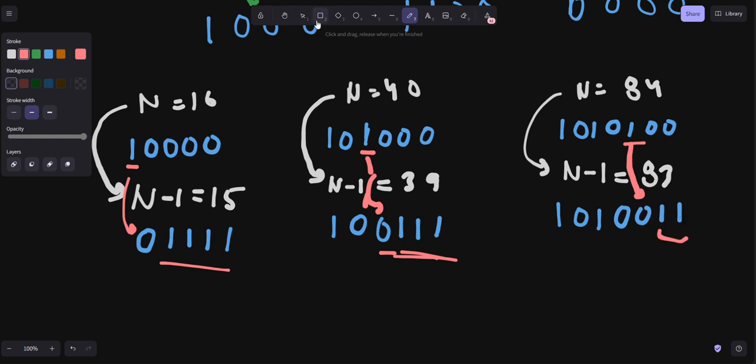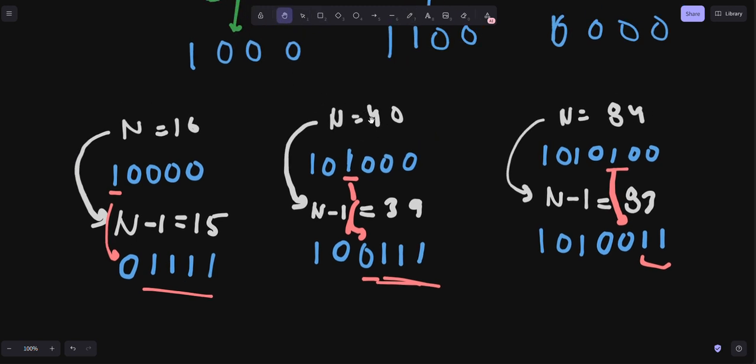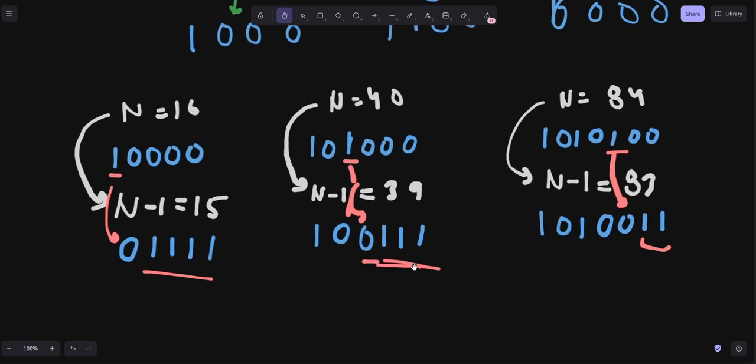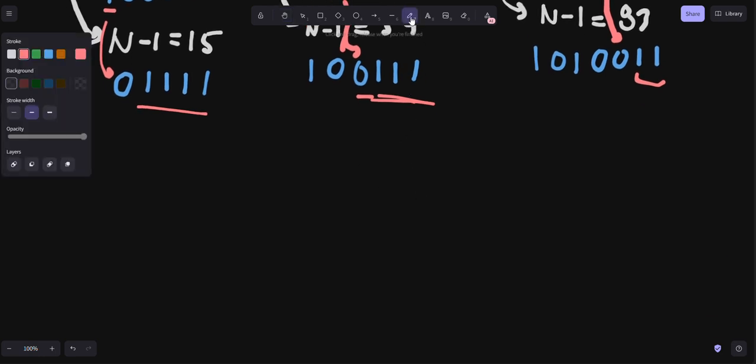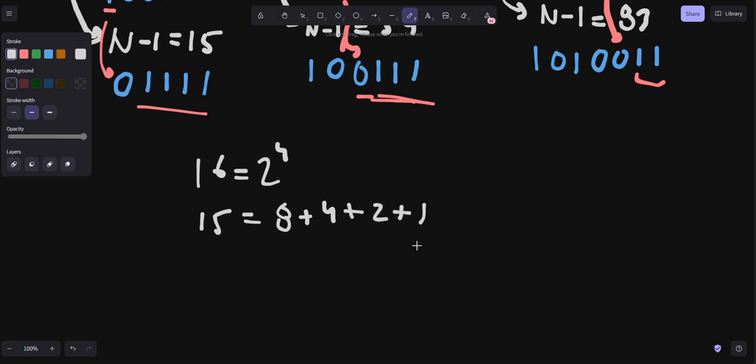So this is the pattern which people found out, that if you subtract 1 from the number and convert that to binary, you see this pattern, right? And you know why this is happening? It's all about maths here, right? I can explain this phenomenon to you. See, 16 is 2 to power 4, right? That's fine. 15 will be 8 plus 4 plus 2 plus 1. And how do you represent this? 2 to power 0, 2 to power 1, 2 to power 2, 2 to power 3.